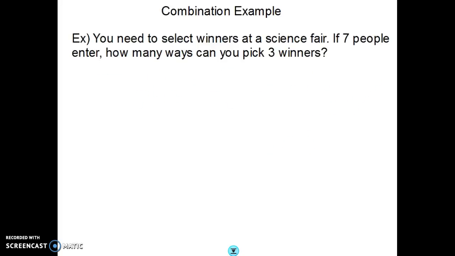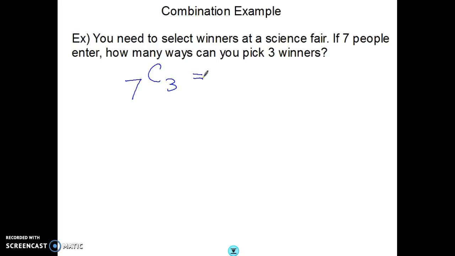Same exact problem here, but this time we're just going to pick 3 winners. We don't care who gets first, second, and third. They're just all winners. So this one is a combination because now there are not 3 different positions. Order does not matter. So this is 7C3. Because order doesn't matter, it's not a permutation anymore.